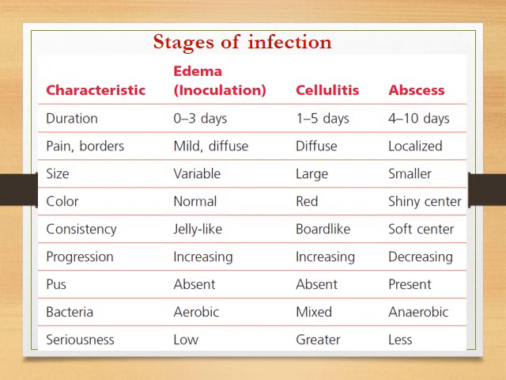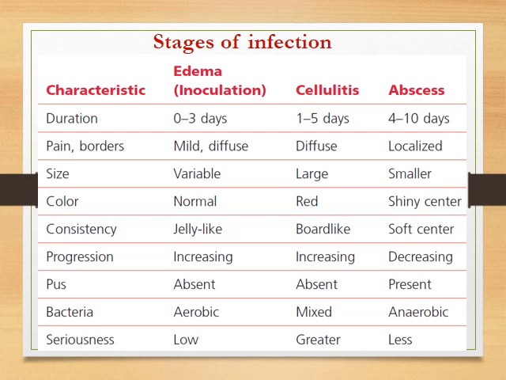The odontogenic infection passes through 4 stages of infection. The first stage is edema. It lasts from 0 to 3 days of infection. Pain is mild, with no defined borders of the infection. Size is variable, from small to large, depending on the infection. Color is normal, we see normal color of the mucosa or the skin. The consistency is a doughy-like swelling. Progression is increasing, we see no pus in this stage, and the main bacteria is aerobic.